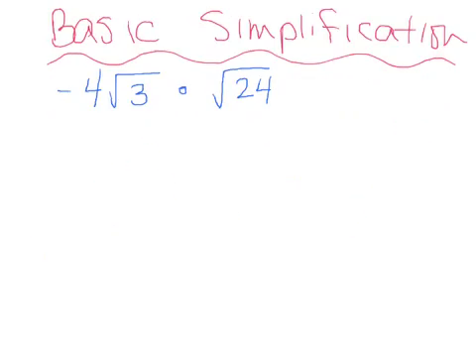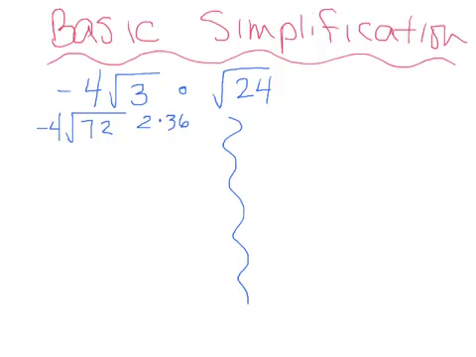Another basic simplification. Here I have a multiplication problem. You can do this two different ways. First, I can actually multiply. Negative 4 times 3 times 24 is 72. And then I can factor. 72 is 2 times 36. Hey, 36 is a perfect square and 2 is prime. So I can factor this pretty simply. 2 times 36. I can take the square root of 36, which is 6. Negative 4 times 6.